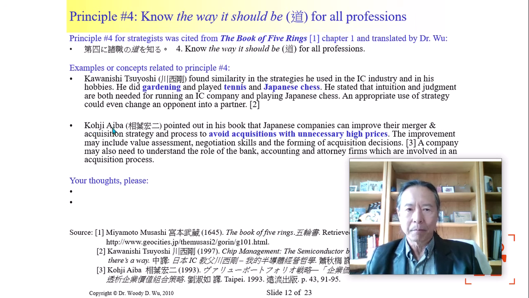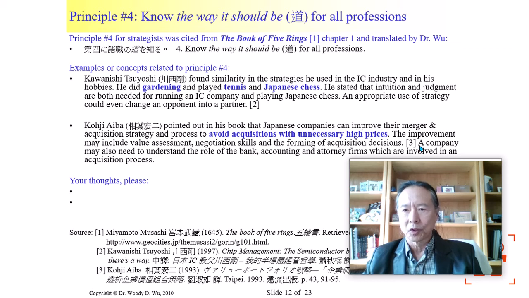Koji Aiba said to avoid acquisitions with unnecessarily high prices. This is very true. Right now, the business model is for a big company to keep merging, buy out small companies. But you need to make sure, if the price is too high, it may not be a good idea.